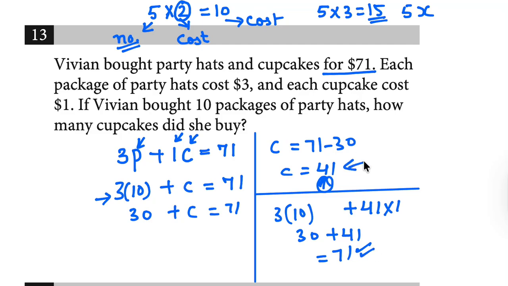So the solution ends here. The number of cupcakes is 41, and this part is for checking. If you learn this extra part, it gives you the confidence that yes, your answer is correct and you do not have to check it one more time. Try to understand this too, because this gives a lot of confidence.